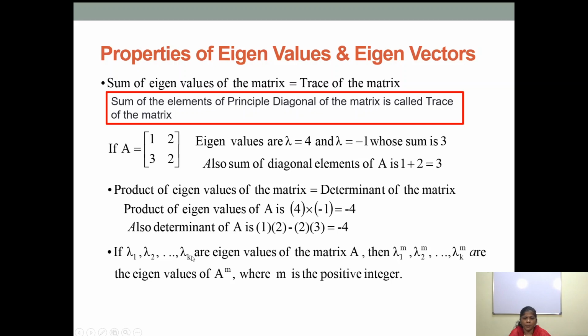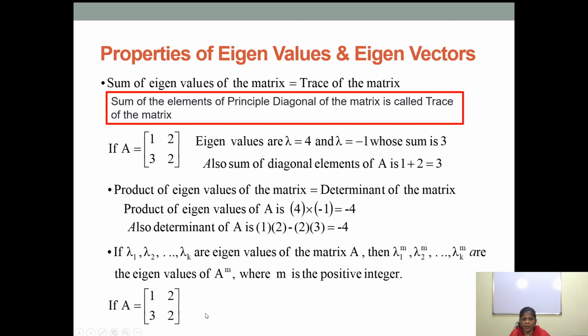Now if suppose we have k number of eigenvalues for a matrix A, lambda 1, lambda 2, up to lambda k, then lambda 1 raised to m, lambda 2 raised to m, up to lambda k raised to m will be the eigenvalues of A to the power m. Just raise the power m to each of the eigenvalues, and those will be the eigenvalues of A raised to power m, where m must be a positive integer.